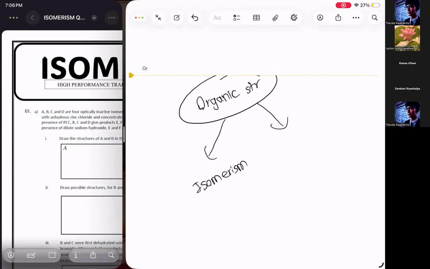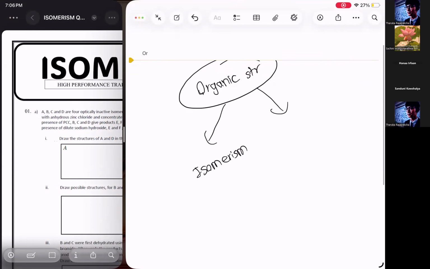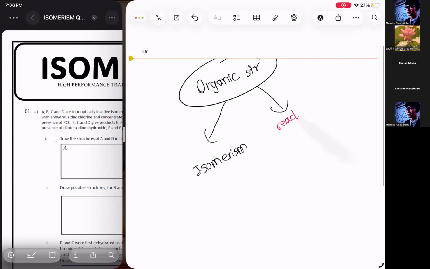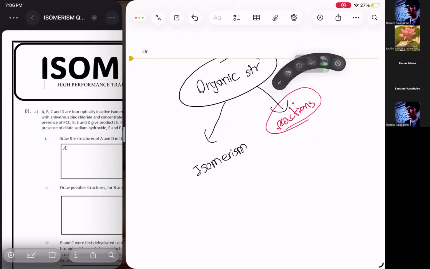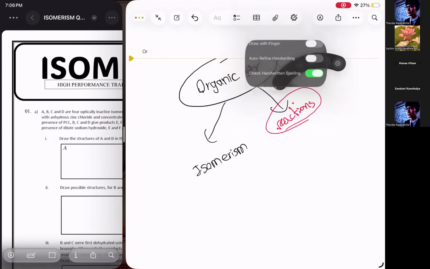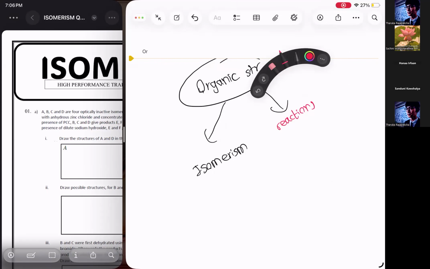The other one is the reactions part. Let me remove this auto correction, auto refine handwriting. There is the reaction part, there is the isomerism part.